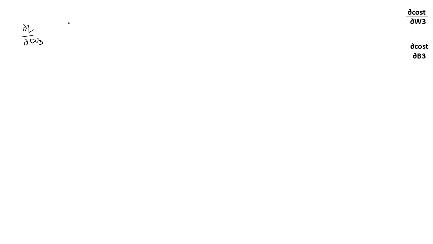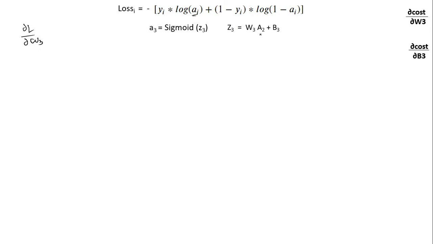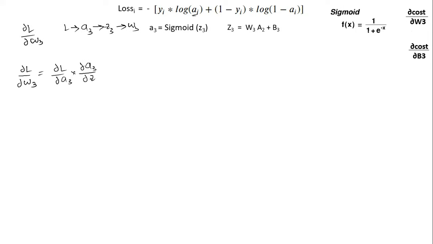And the loss L is given by this equation, where this Ai is A3, and A3 is given by sigmoid of Z3, and Z3 is given by this equation. And our equation of the sigmoid is given by this. To calculate this, you will see that L depends on A3, and A3 depends on Z3, and Z3 depends on W3. So we can use the chain rule in derivatives to calculate del L by del W3, which will be del L by del A3 multiplied by del A3 by del Z3 multiplied by del Z3 by del W3.